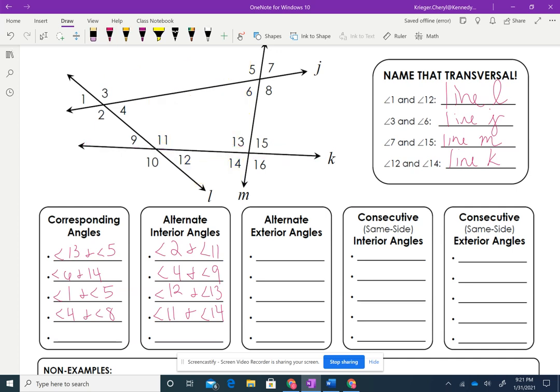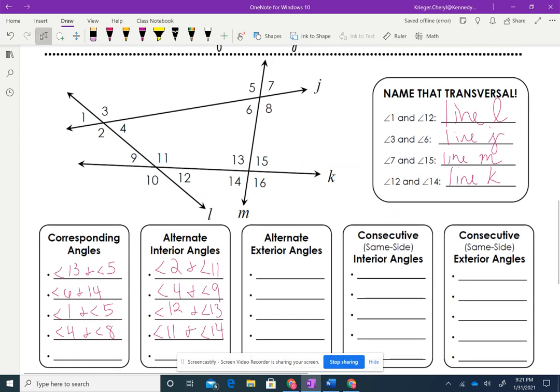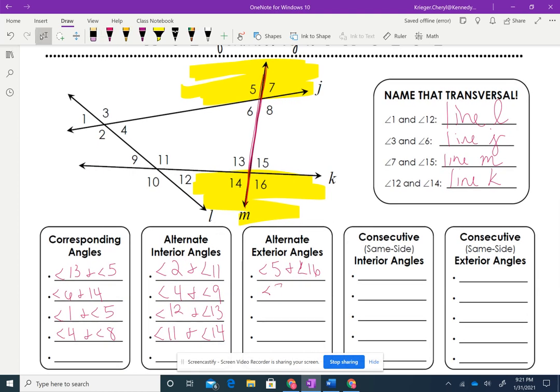How about alternate exterior? Well, what's the exterior? It really depends on which transversal you choose. So what if I chose M again? M is a transversal. My exterior would be outside J and K, right? And alternate means they cross over. So angle 5 and angle 16. Angle 7 and angle 14.